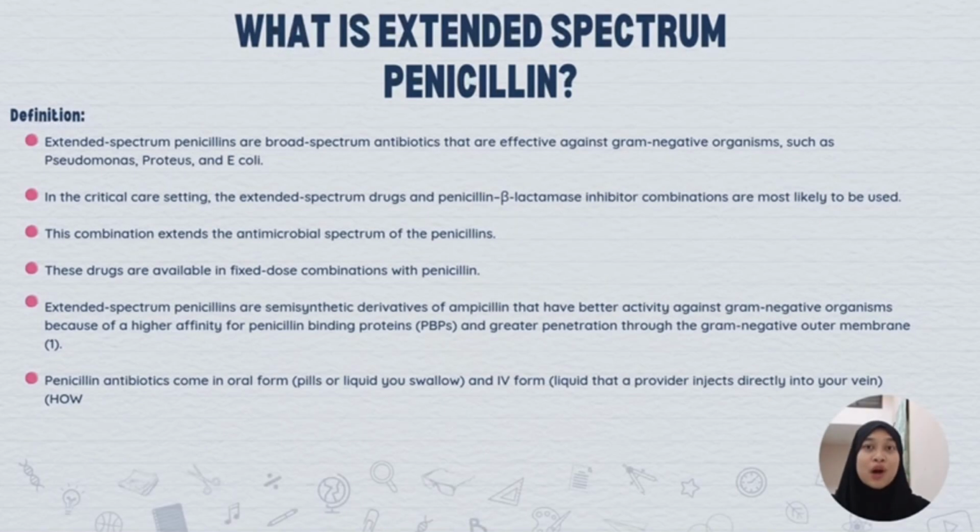First of all, I will explain what extended spectrum penicillin is. Extended spectrum penicillins are broad spectrum antibiotics that are effective against both gram-positive and gram-negative bacteria. They are especially useful against gram-negative organisms such as E. coli, Proteus, and Pseudomonas. In clinical practice, especially in critical care settings, these drugs are often used either alone or in combination with beta-lactamase inhibitors. This combination helps to extend the antimicrobial spectrum and overcome bacterial resistance.